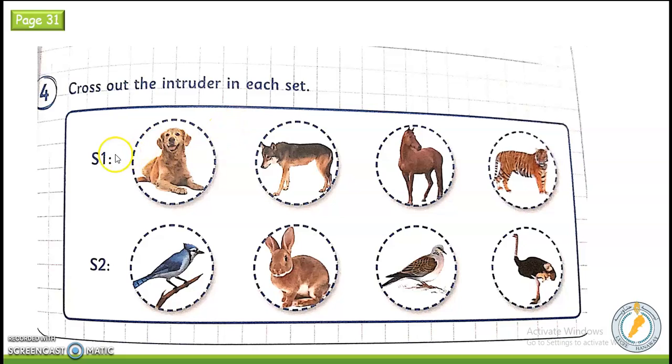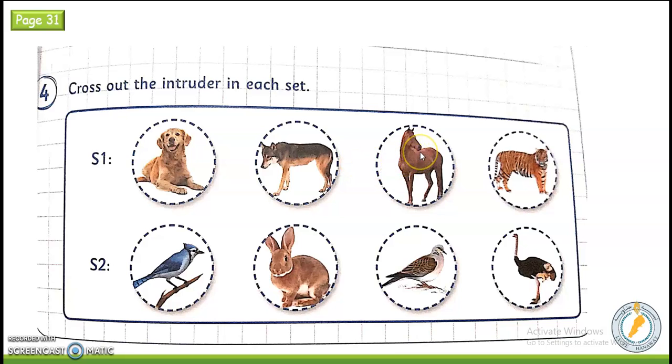Let's have a look over set number 1. We have a dog, a wolf, a horse, and a tiger. Who can give me the intruder and tell me why? Who can find the intruder here according to what they eat? We know that the dog eats meat, right? It's a carnivorous animal. The tiger as well eats meat. Excellent. So what about the horse and the wolf? Which one is the intruder? Which one is different here?